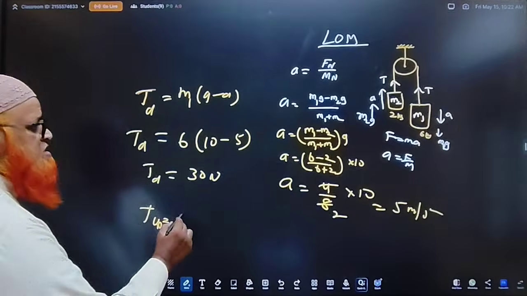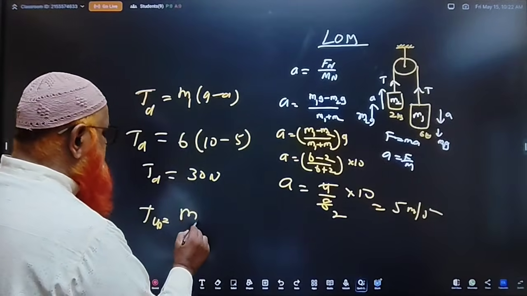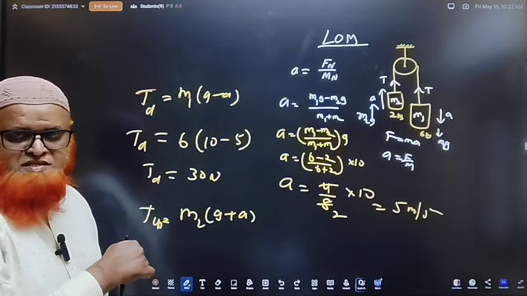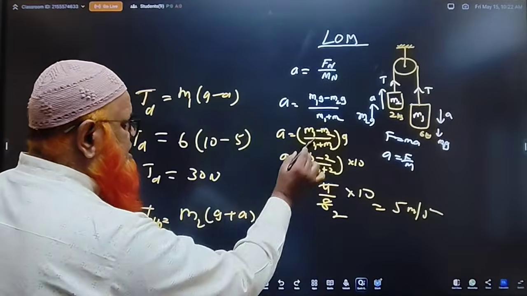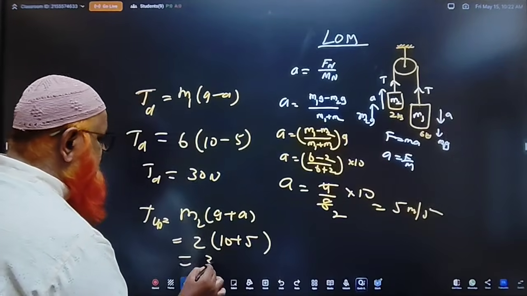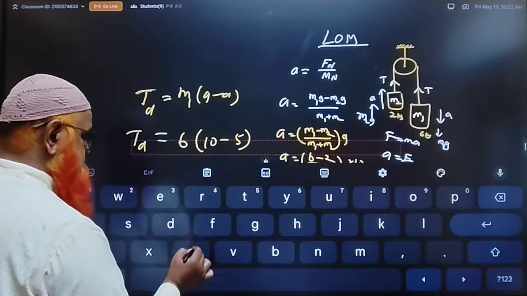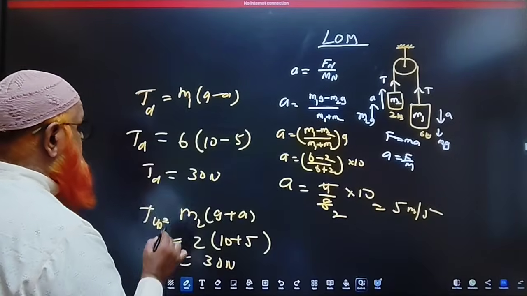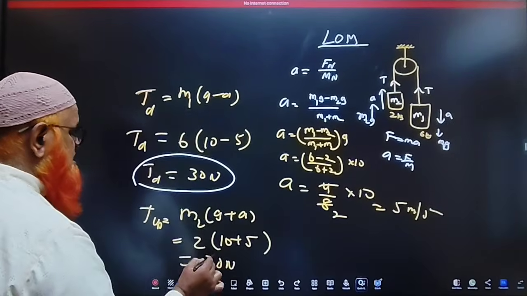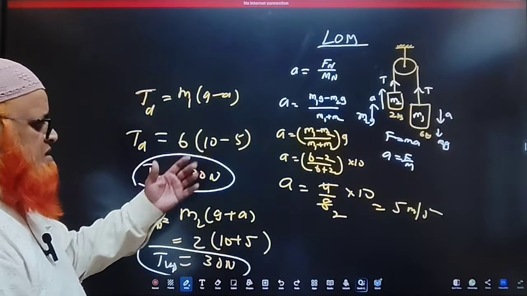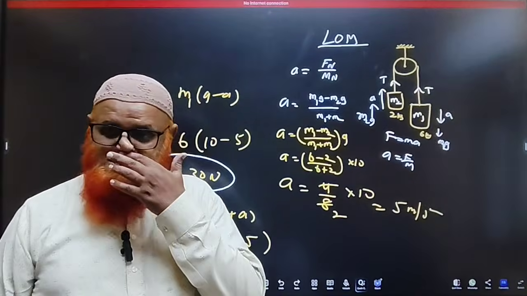So tension up means what will you do here? This is going to be m2 into g plus a. Up means plus, down means minus. So what is m2 here? 2 into 10 plus 5, that's 15 into 2, 30 newtons. That is the beauty of physics, getting the same answer, no? So taking down we got 30, taking up we also got 30, because here addition, there subtraction. So this is a shortcut method.